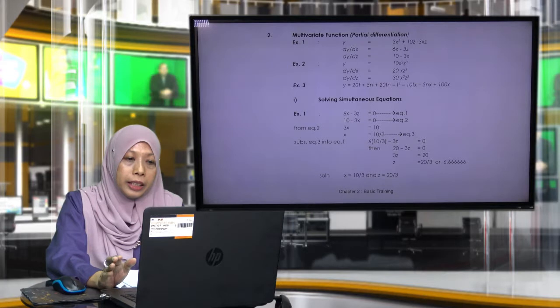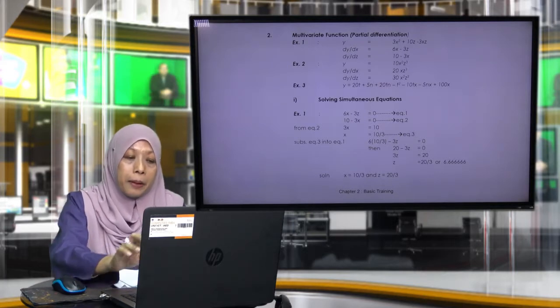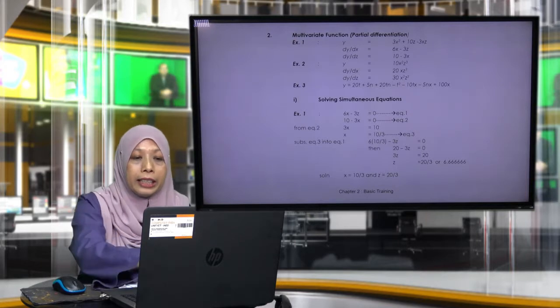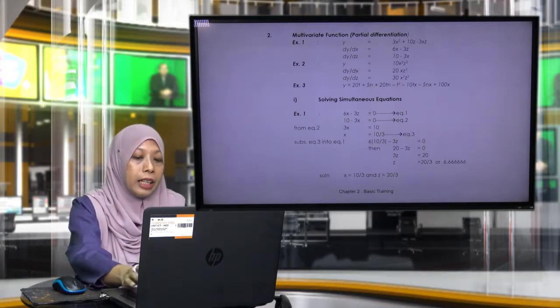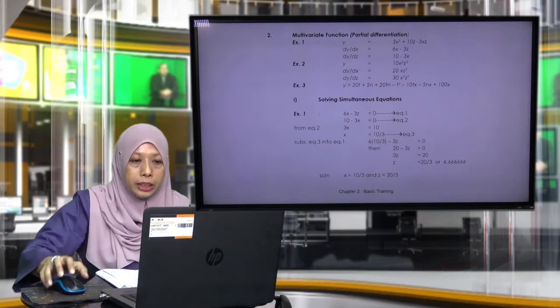Remember, even though there is no exponent written for x, you have to understand that there is always 1. And you have to reduce the exponent by 1 unit.